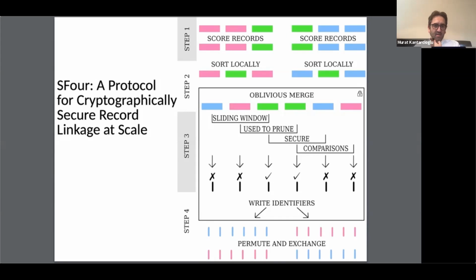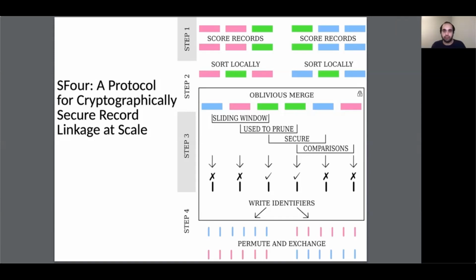Wendy asked, can you briefly explain the scoring function in step 1? Is it independent of the similarity metric used for record linkage? Basit, you can unmute yourself. Yep. So the paper goes into detail about techniques that we use for scoring functions.